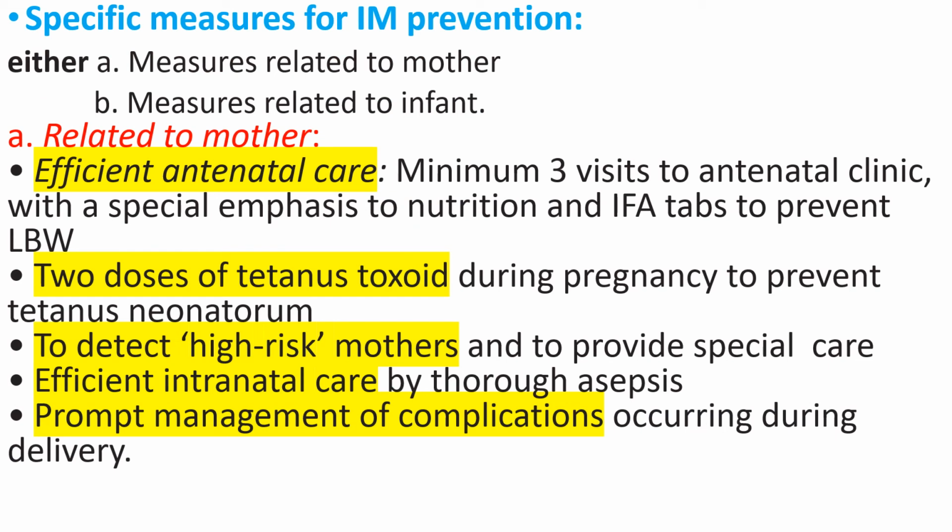Specific measures for infant mortality prevention are either related to the mother or the infant. The measures related to the mother are efficient antenatal care, 2 doses of tetanus toxoid, detecting high-risk mothers, efficient intranatal care, and prompt management of complications.